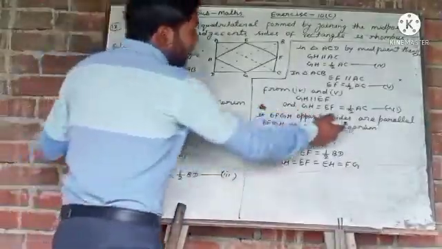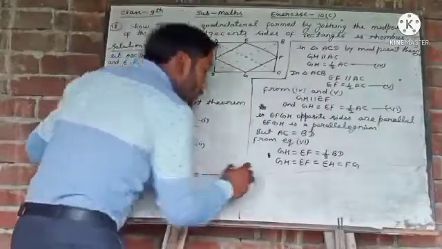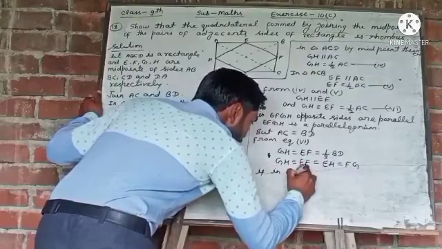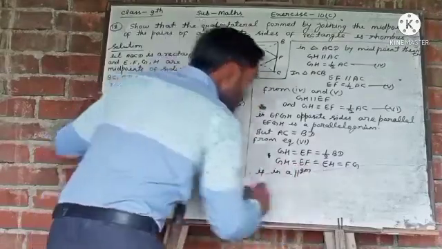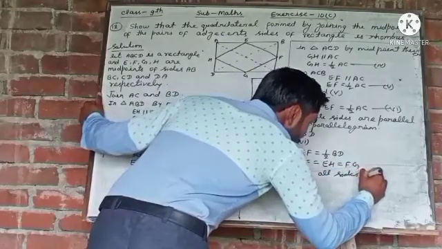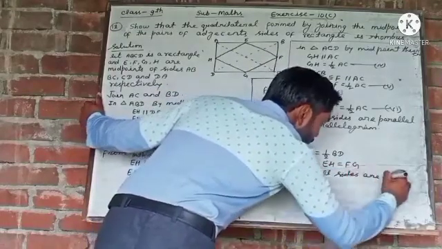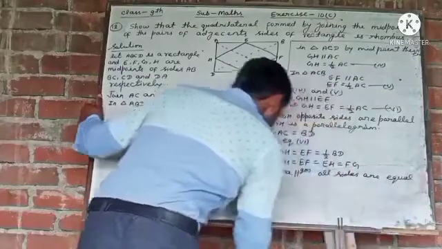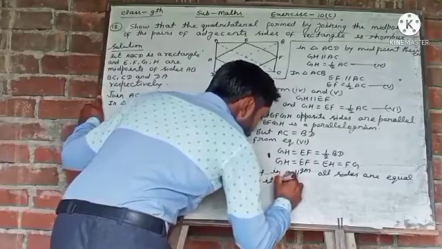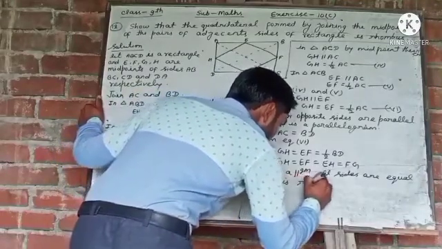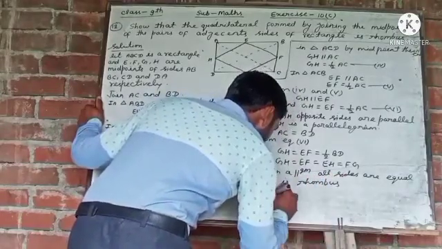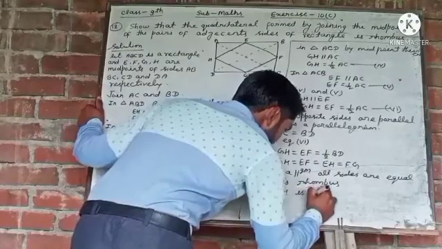And we have already proved that it is a parallelogram. So if in a parallelogram all sides are equal, it is a rhombus. So EFGH is a rhombus.